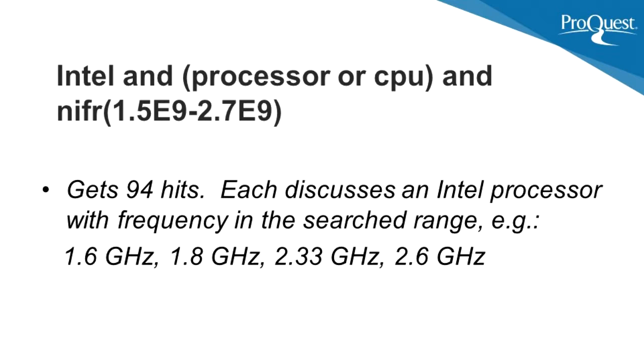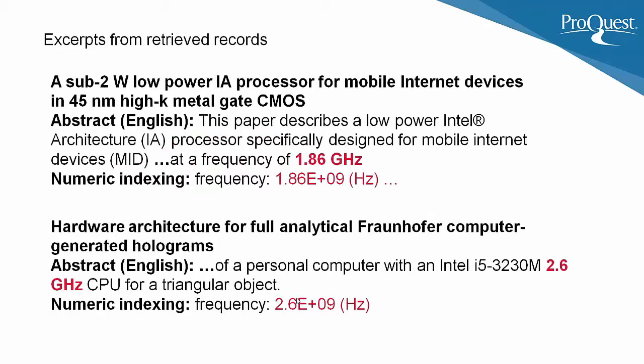A good number of hits, and each one of them talked about an Intel processor with a frequency in the range that we were searching. But the exact numbers were varied. We got hits on 1.6 gigahertz, 1.8 gigahertz, 2.33, 2.6, all these different numbers, and we couldn't have known in advance how many different numbers we were searching for, but by using the numeric index range search, we got all of those and more. Here are some examples of records with 1.86 gigahertz, 2.6 gigahertz.